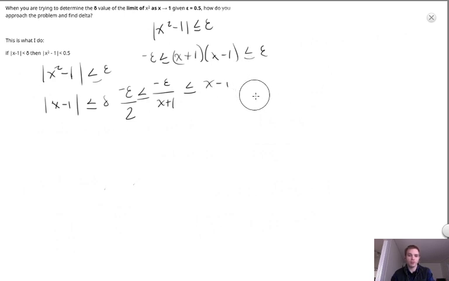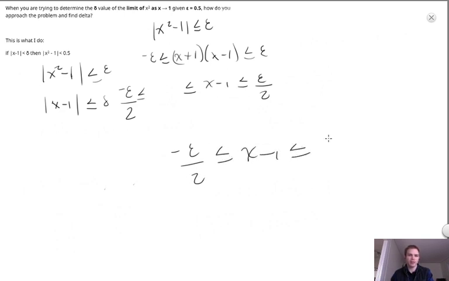And this will be bigger than epsilon divided by 2. It will always be less than or equal to epsilon divided by x plus 1, as long as x is approaching 1. So then we can just use this. That'll be fine. So negative epsilon over 2 is less than... I don't think you lose generality there either.